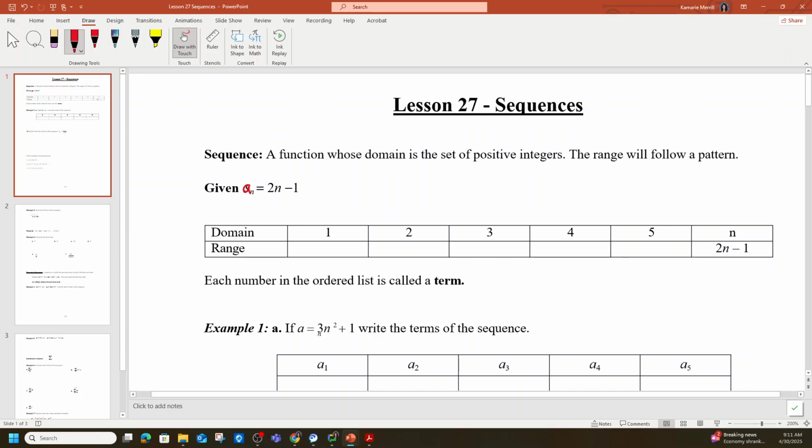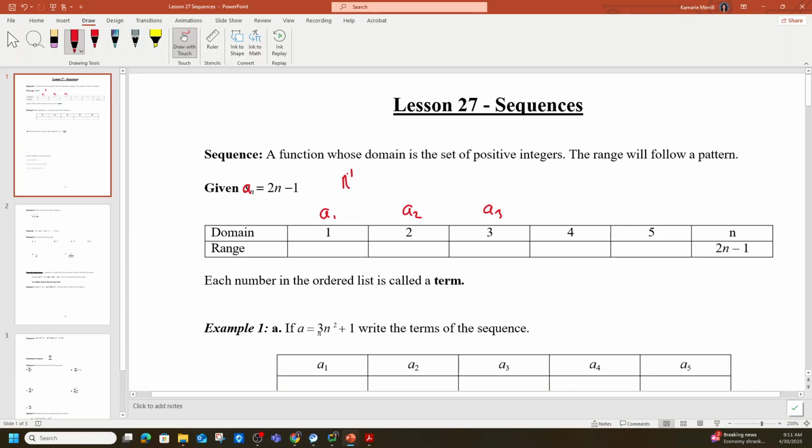So a sequence is a function whose domain is specifically positive integers, but the range will follow a pattern. And that's what a sequence is. It's a little different because normally with functions, we can go in the negative direction, but we're treating this 1, 2, 3, 4, 5 as term number 1, term number 2, term number 3, and so forth. And so we use a little subscript to note what the nth term is, okay?